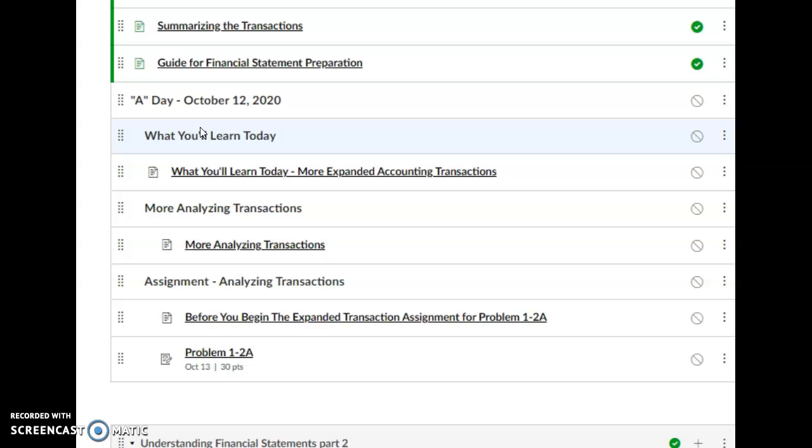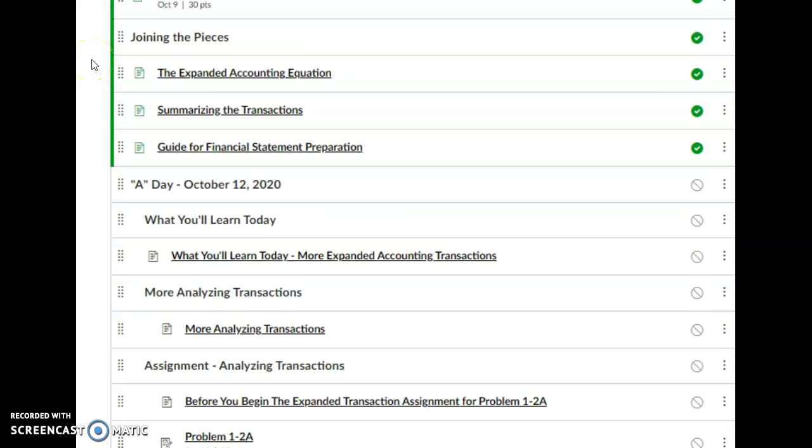We're going to be doing a new problem today. It's problem 1-2A. But before we get started, I want to look at our module just as an overview. And I'm going to go back here to the previous day.